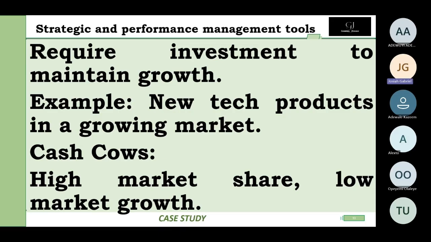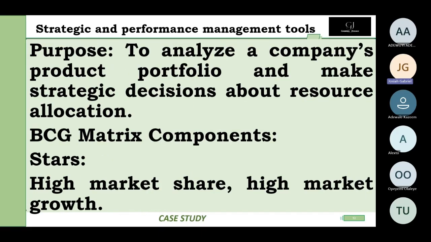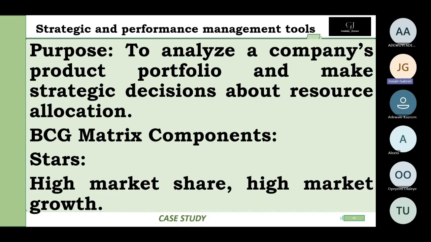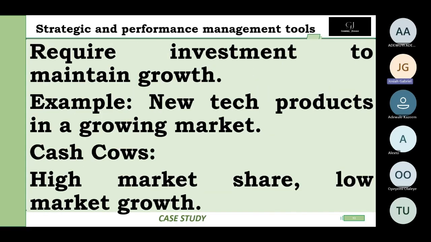An example, talking about new tech products in a growing market, could be the stars in that tech company. So you need to invest more in that product so it could stay afloat, providing the market share and the market growth. The next component is cash cows.